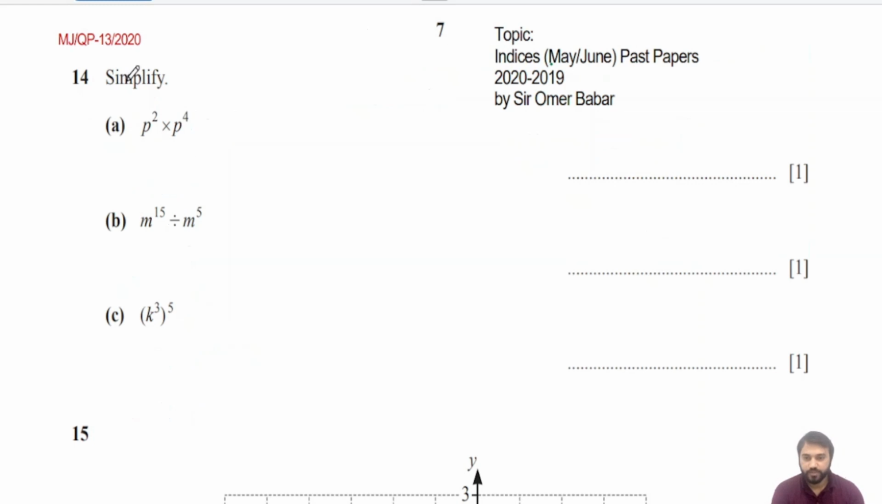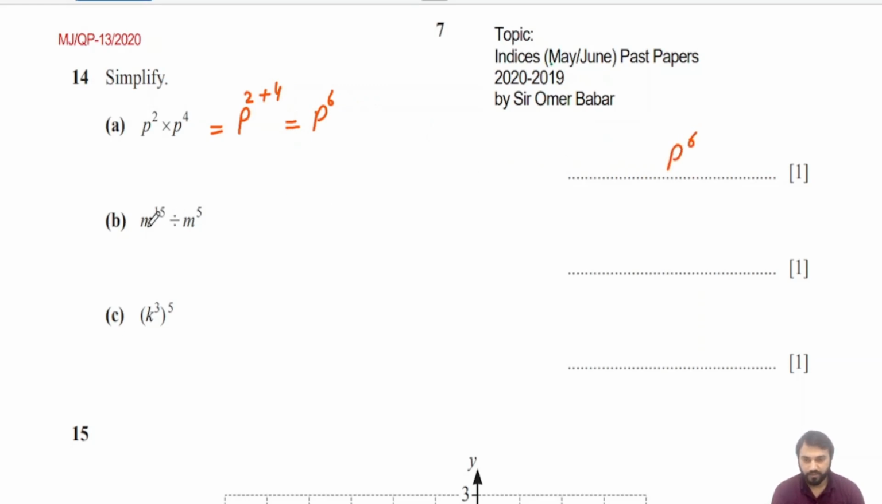Next question is question 15 that appeared again in 2020. The question paper was 1 and the variant was 3. The question says simplify, in part A, p square into p raised to power 4. This is again a simple question. Just write the base one time, that is p, and add the powers. 2 plus 4, the answer is 6. So we have p raised to power 6.